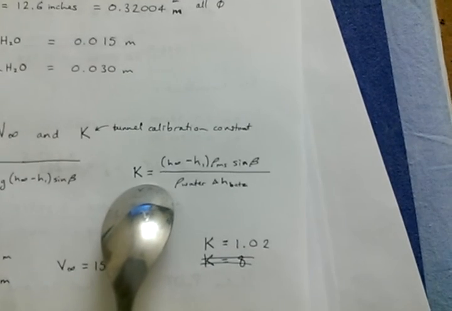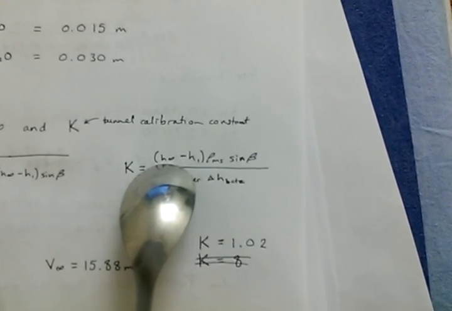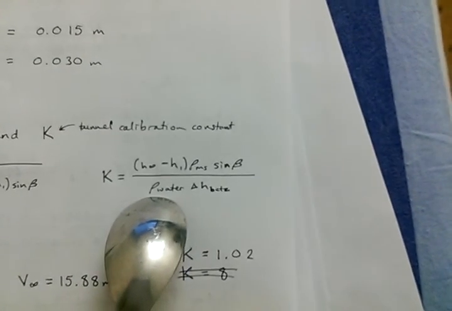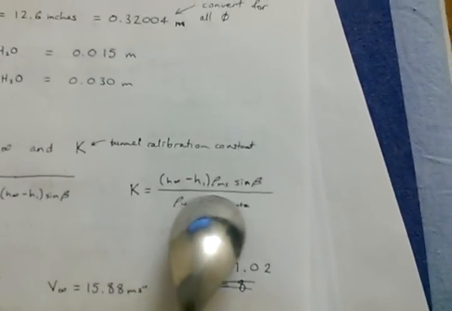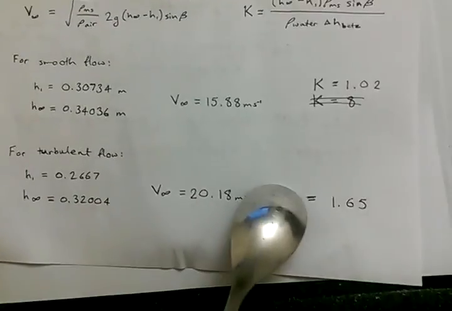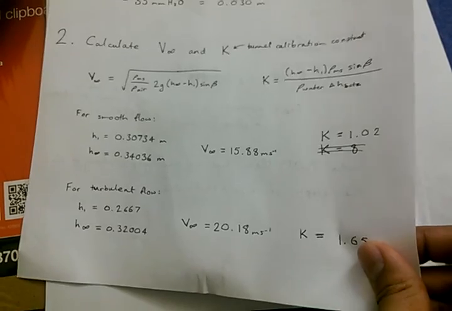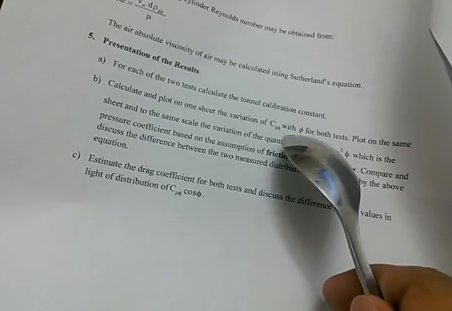Okay, next thing, K. K they definitely want. They've said they want it. Same thing, you plug the numbers into here. The equation is given. Density of water is 1000. Betz manometer, we converted it. These we converted as well. And sine B is sine B. I got that for my smooth flow and I got this for my turbulent flow. So that's simple so far. We've worked out K, the first thing that they wanted in their little list of stuff we want to see. Those 3 points, that right there. Okay, tunnel calibration constant, that's the K.